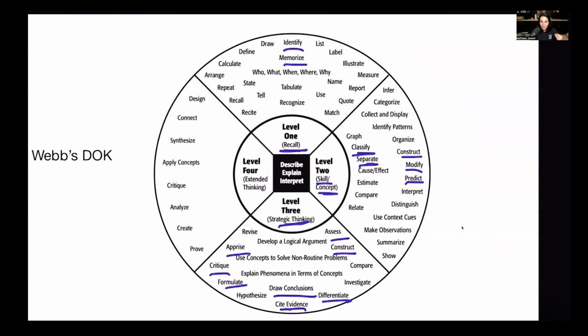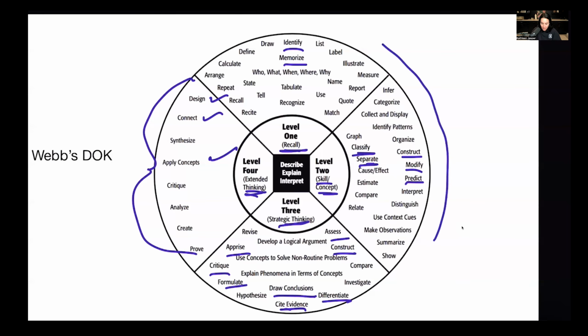And then finally, level 4 is extended thinking. Now we have the apply concepts. We have the connect, design. This portion of the Webb's depth of knowledge is usually done by assigning bigger projects over periods of time where students are working on something. You can't really assess these skills in one test question. This is something that takes a lot more time, but you can write test questions in your class that cover these areas here.